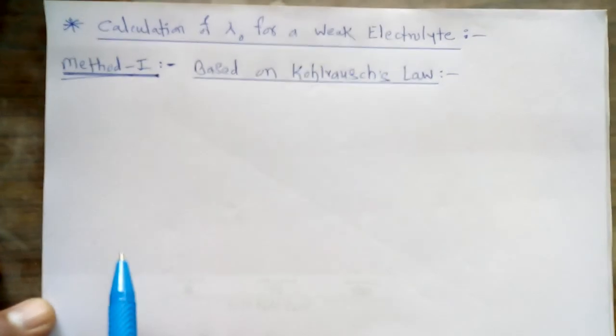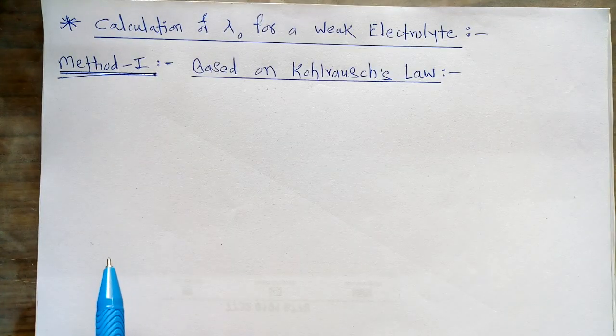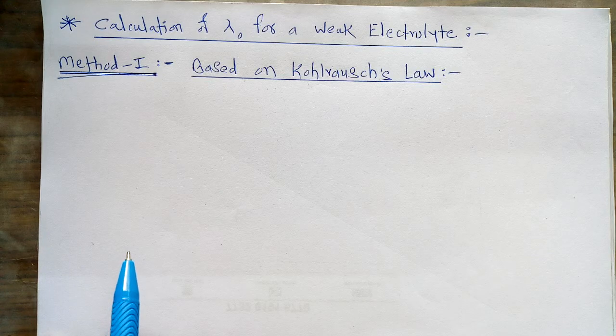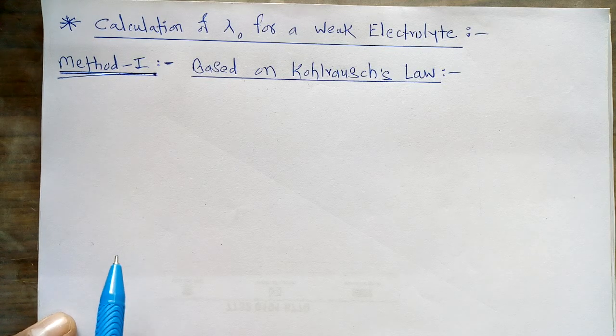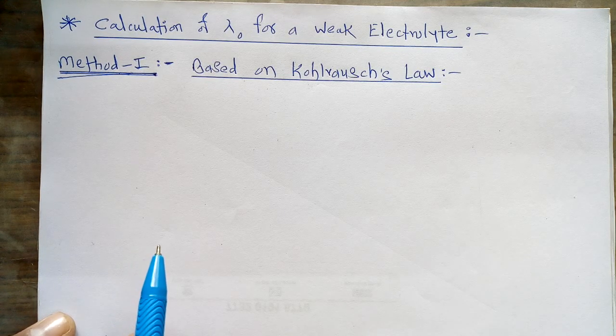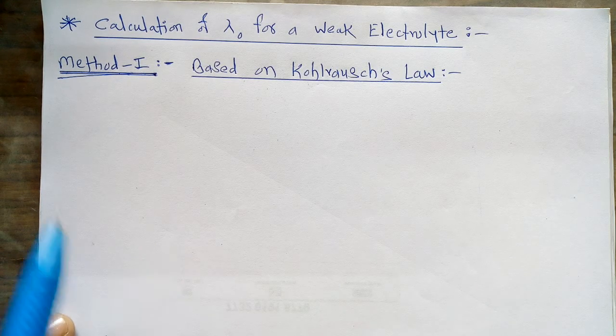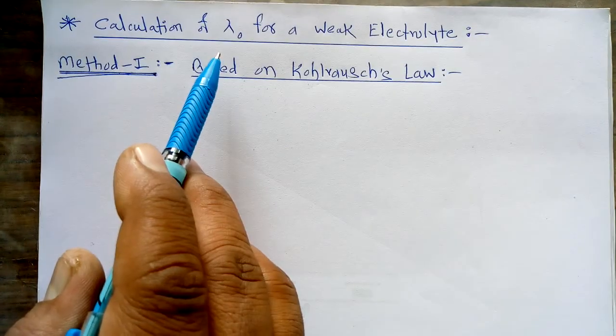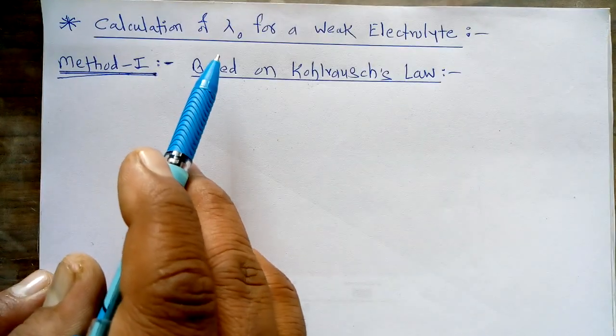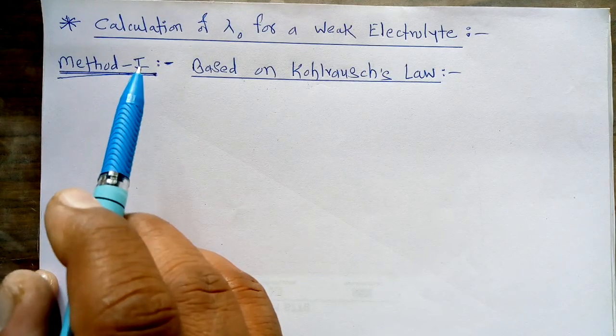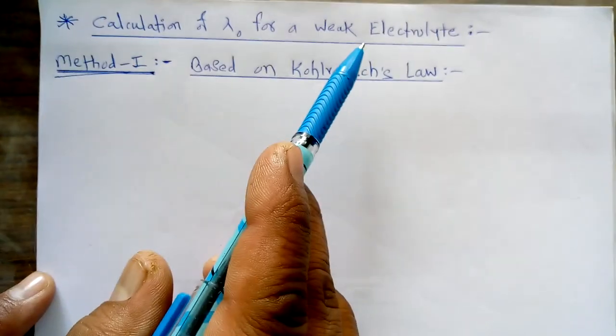As we know, in order to calculate this lambda 0 for a strong electrolyte, we may calculate it by a graphical method in which we plot a graph of lambda versus root c, and from this we get a straight line. If we extrapolate that straight line, it intercepts the y-axis, and from that intercept we get the value of lambda 0 for a strong electrolyte, that is, a dilute solution of the strong electrolyte. But it is not possible from that graph to calculate lambda 0 for a weak electrolyte.